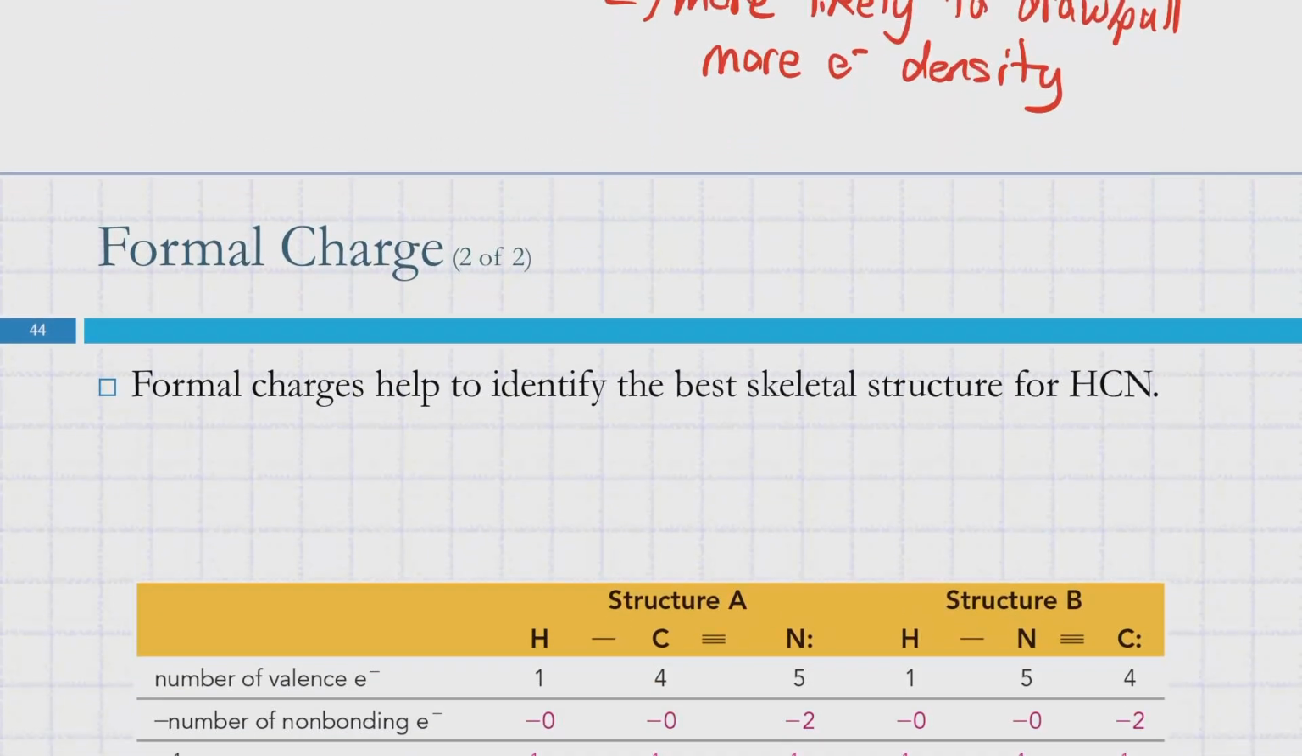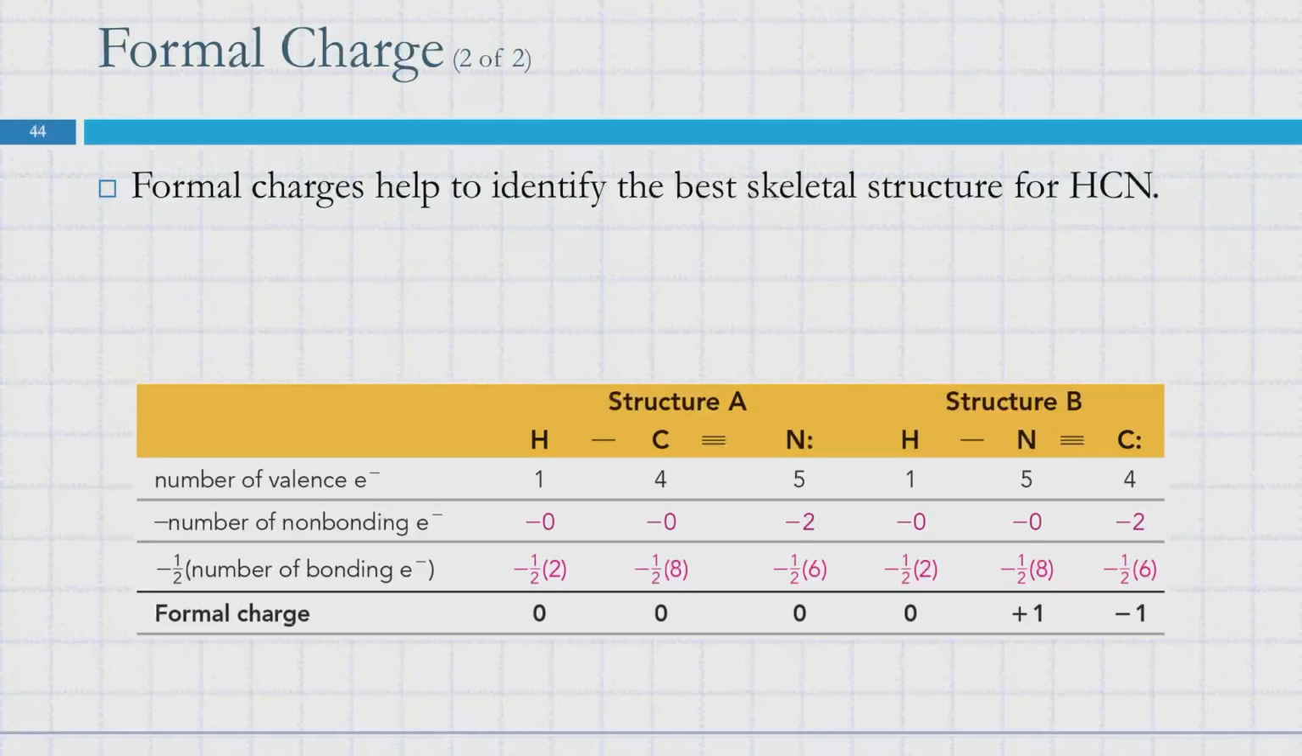Formal charges can help us to identify the best skeletal structure for HCN. So we've got in this table 2 different skeletal structures for HCN. We've got carbon as the central atom. We've got nitrogen as the central atom. The number of valence electrons that they each have is listed right below them. So hydrogen has 1 valence electron, carbon 4, nitrogen 5. And we count up the number of non-bonding electrons and the number of bonding electrons with the 1/2 in front. So we're subtracting those numbers away. And we can see what the formal charges are in either of these two structures.